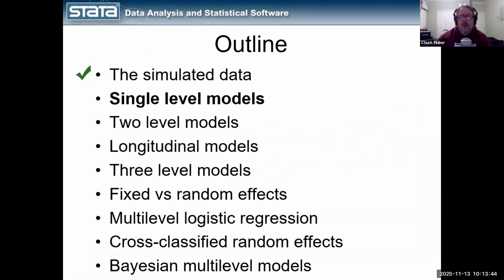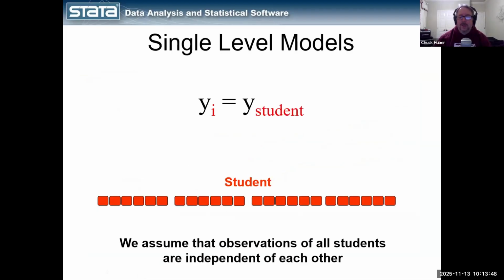Okay? So let's talk about single level models first. That seems a little weird, but this allows us to establish some concepts and notation. So I'm going to use the letter Y to denote the dependent variable or outcome variable, fairly standard. And I'm going to use the subscript i to index student. So Y_i refers to the outcome Y for the ith student.